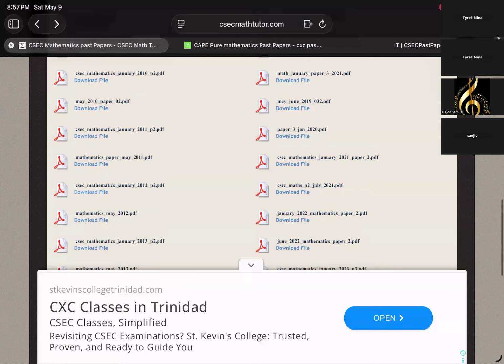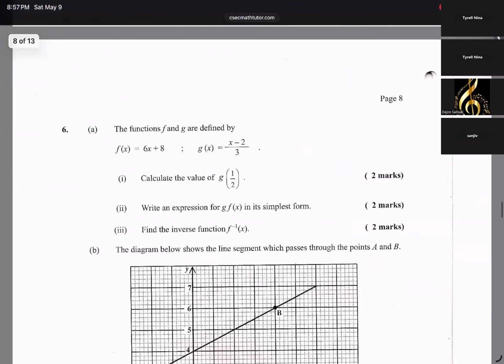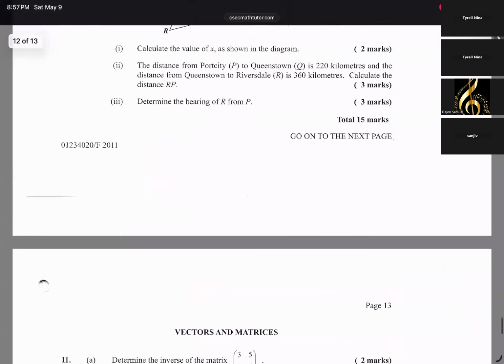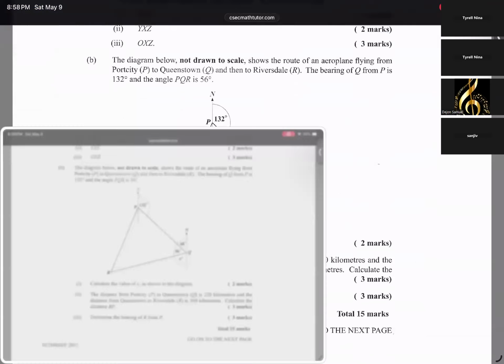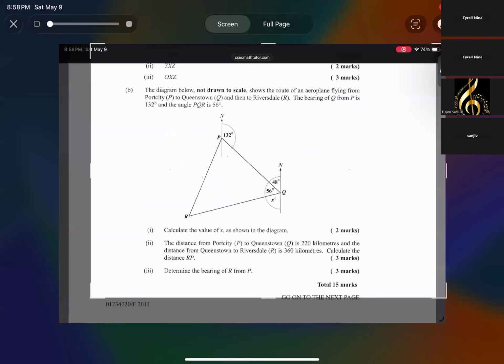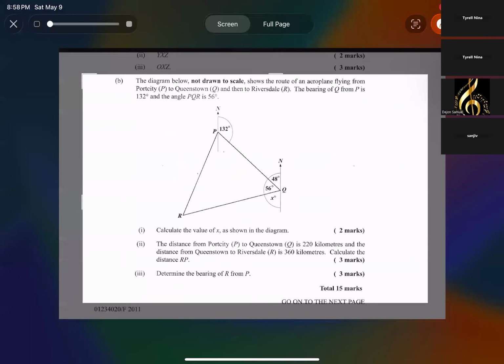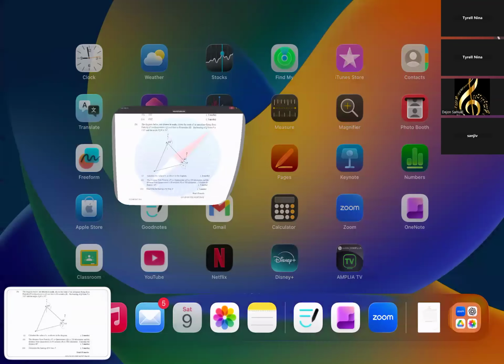Let me just get a question for you all here now. All right, I want you all to try this one for me. I'm giving you all 5 minutes to do this one.